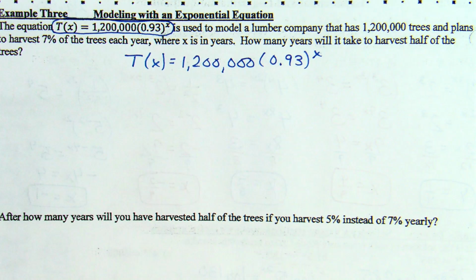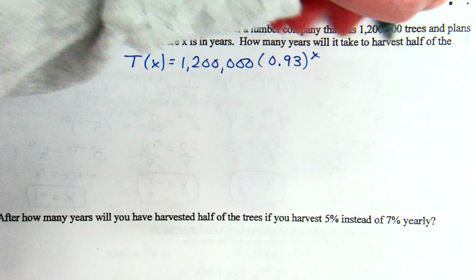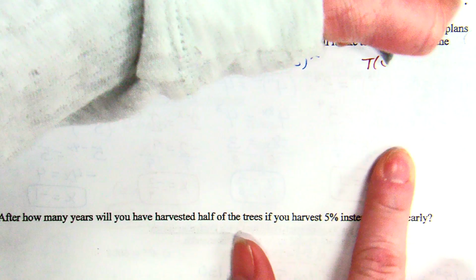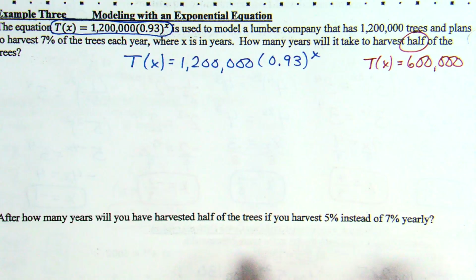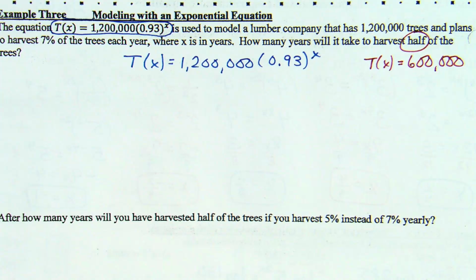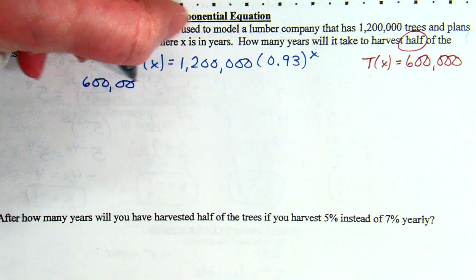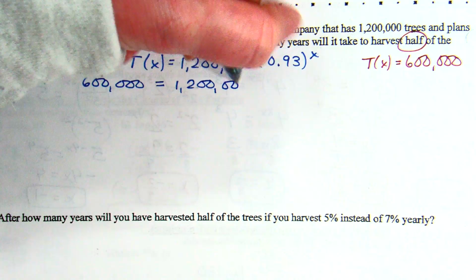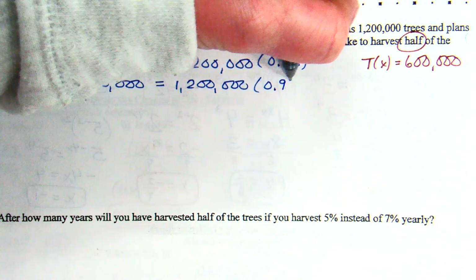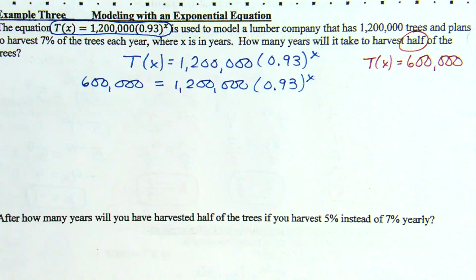600,000? Okay, so right there, half of the trees means the T I'm trying to find is when T of x is 600,000. So when there's 600,000 trees. So that means I'm going to make my equation equal 600,000. So 600,000 equals 1,200,000 times 0.93 to the x.